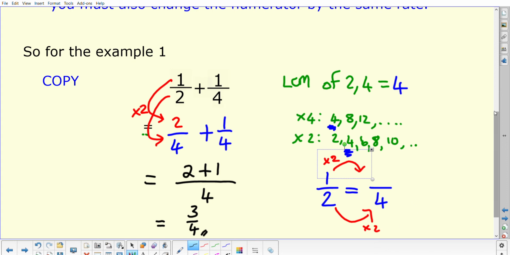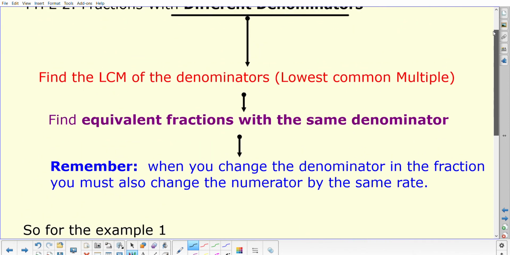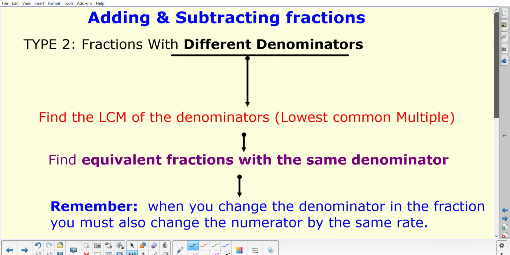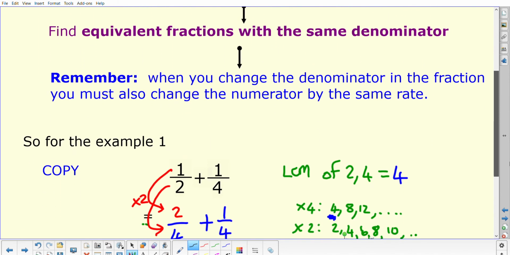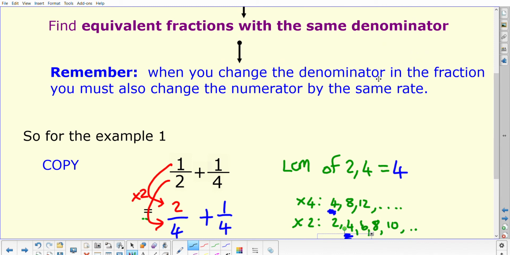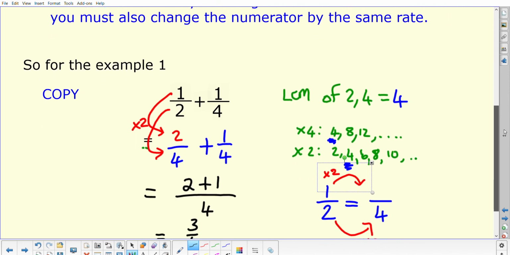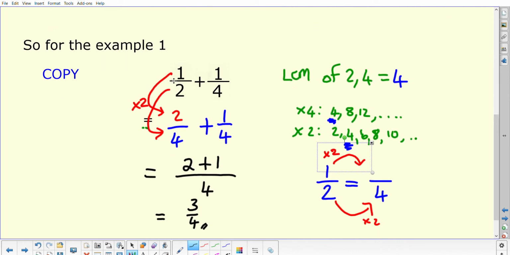So let's look at the steps again, and then we'll come back and look at that example. So how do we add fractions with different denominators? Well, you look at the denominators, you find the lowest common multiple. That's the first number that's in both times tables of the two denominators. You then use that number to get your equivalent fractions with that denominator, but remember, when you change your denominator in your fraction, you've also got to change the numerator by the same rate. So that's why here we were multiplying by 2. That got us the top of that fraction.